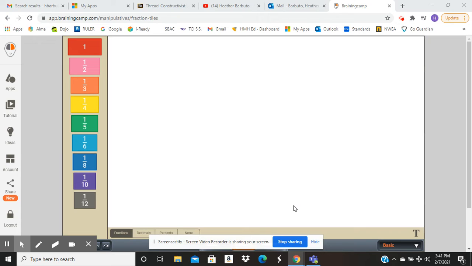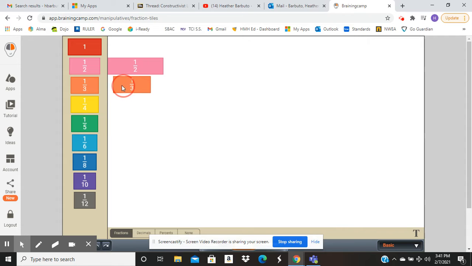Now, I have been tutoring the student, so I know that they are able to show equivalent fractions using fraction tiles. So if I ask the student to show me a fraction that is equal to 1/2, they could click the 1/2 tile and then match up fractions to show that they are equal.